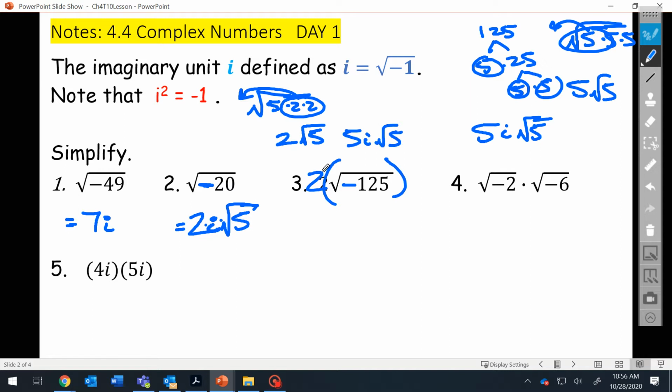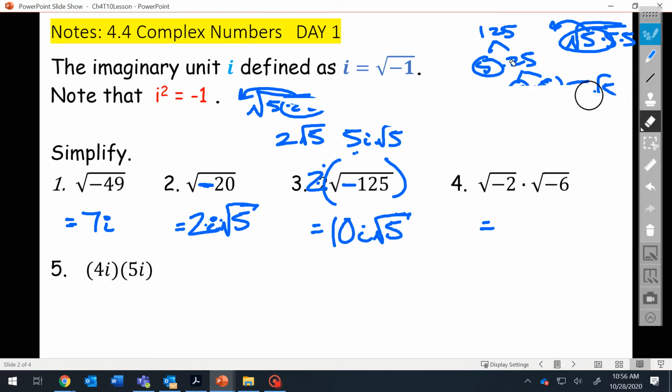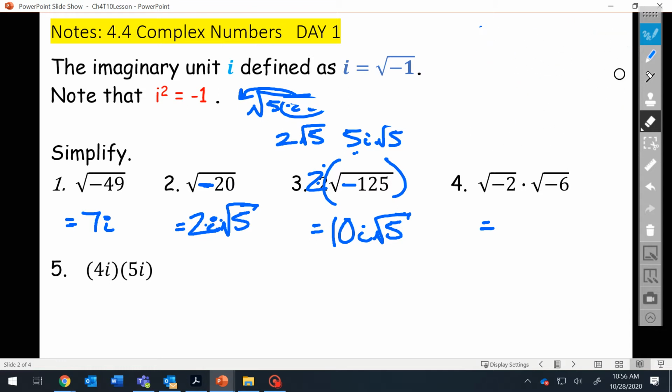Well, we've got this 2 on the outside, so that 2 and that 5 are going to get multiplied together because it's 2 times 5i square root 5, which is 2 times 5 is 10, 10i square root 5. It's kind of exactly what we did yesterday, except we're just including the letter I to show that it's a negative square root.